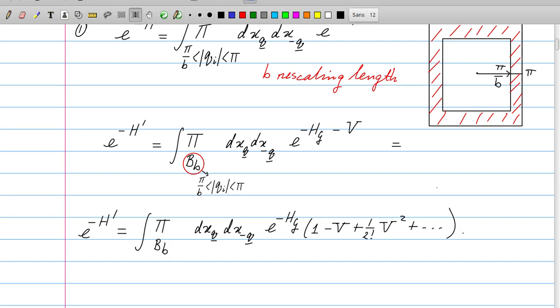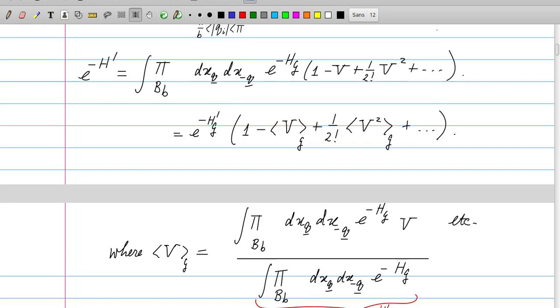Because v is considered to be a perturbation, it makes sense to expand the v in the exponent, and then we have here the first three terms of the Taylor expansion of e to the power minus v in this expression. Now we note that, for example, this term where we have v in this integral resembles the numerator of an expectation value. And so we write this term as the expectation value of v, and we multiply it by e to the power minus h prime g.